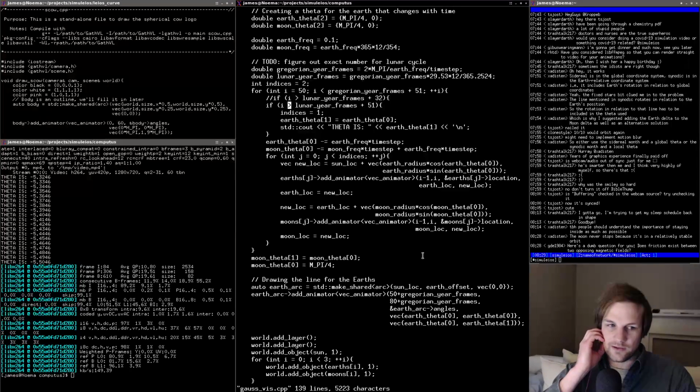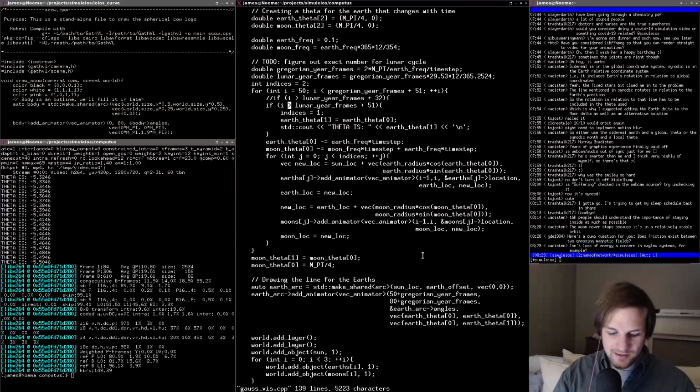I should iterate through this value. If i is greater than lunar year frames plus 51, then at some point it has to hit lunar year frames plus 51. It has to hit this value. But it never does. What? Why does this statement not catch? Let's see. If i is equal to lunar frames plus 51, i goes from 50 to Gregorian year frames. Lunar year frames should be in between Gregorian year frames. And in fact, it is, because at some point we're greater.